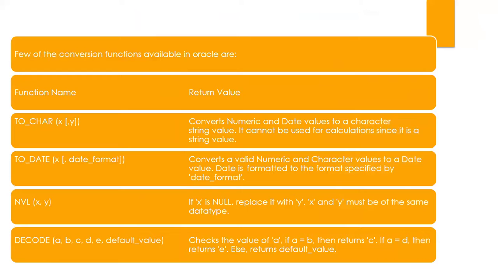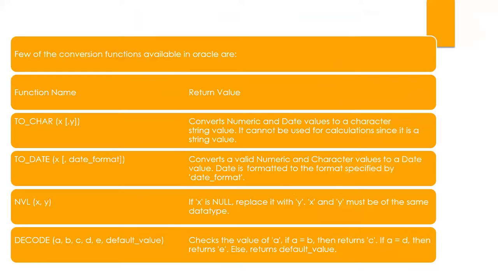First one is ToChar of x, comma, y. It converts numeric and date values to a character string value. It cannot be used in calculations since it is a string value. ToDate of x, comma, date format converts valid numeric and character values to a date. The date is formatted as specified by the date format. NVL x, comma, y: if x is null, replace it with y. X and Y must be the same data type.